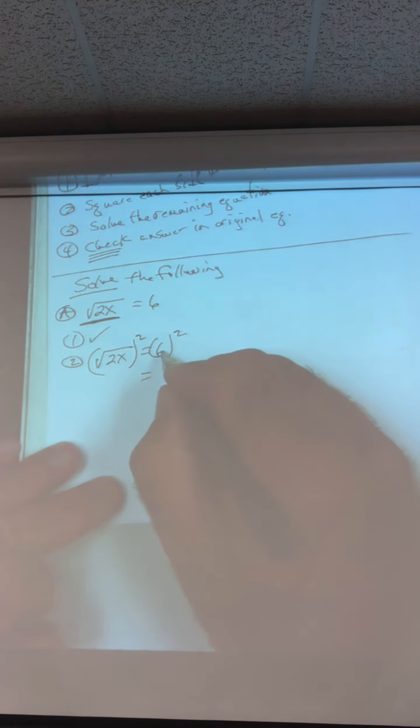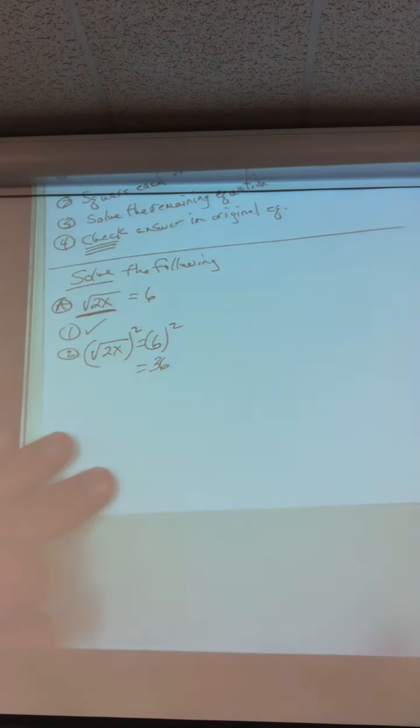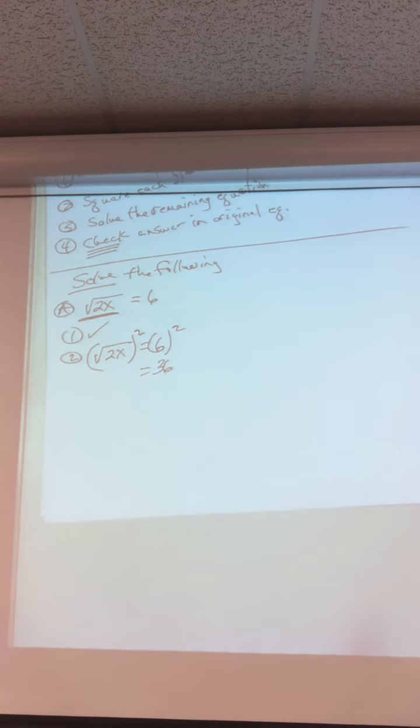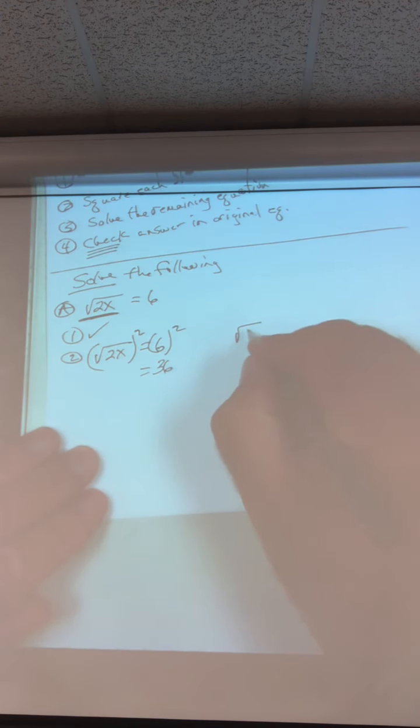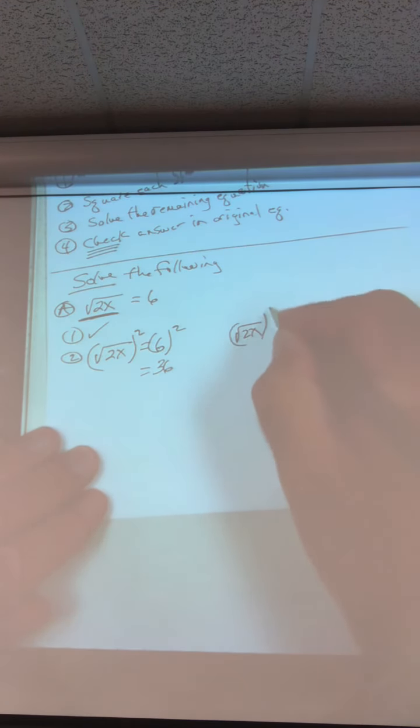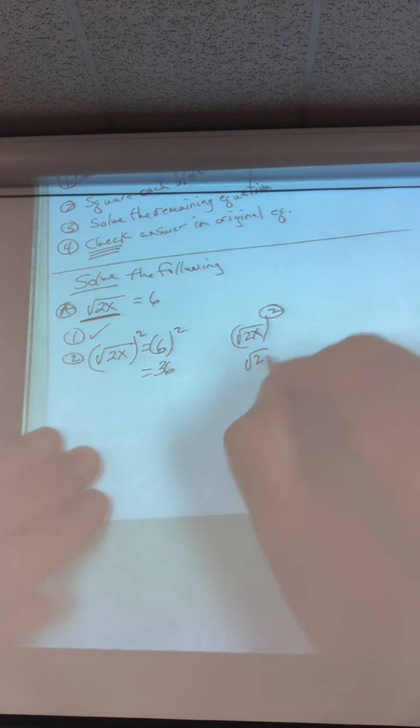Now, when you square 6, be careful, that's not 12. 6 squared is 6 times 6, which is 36. Now, look at the left side. You're squaring this square root. Let me come over to the side. What does it mean to square something? You say it times itself.